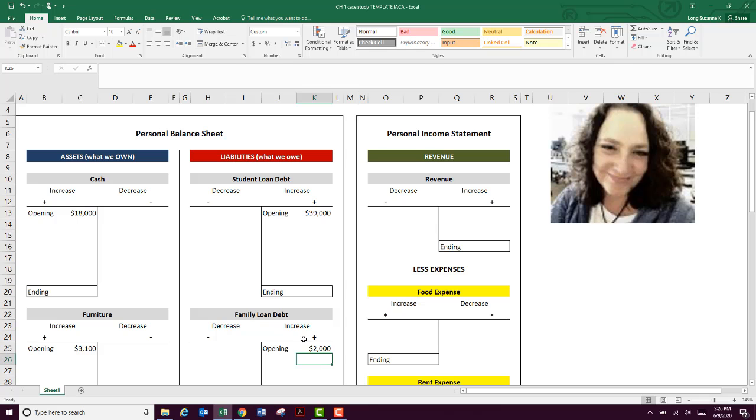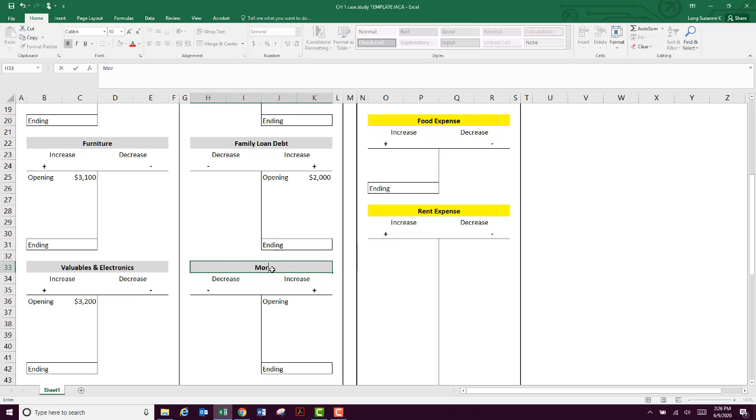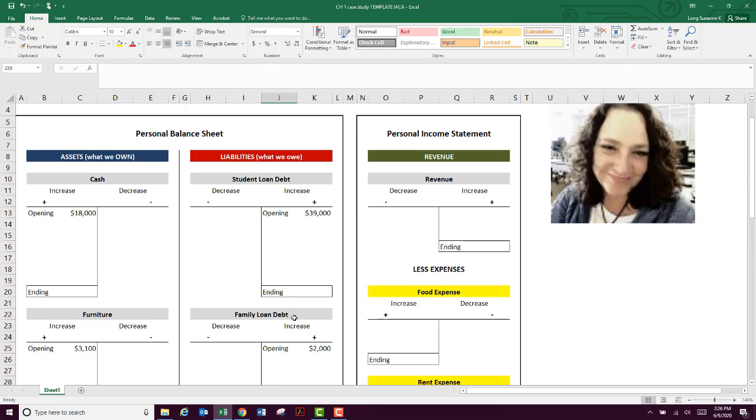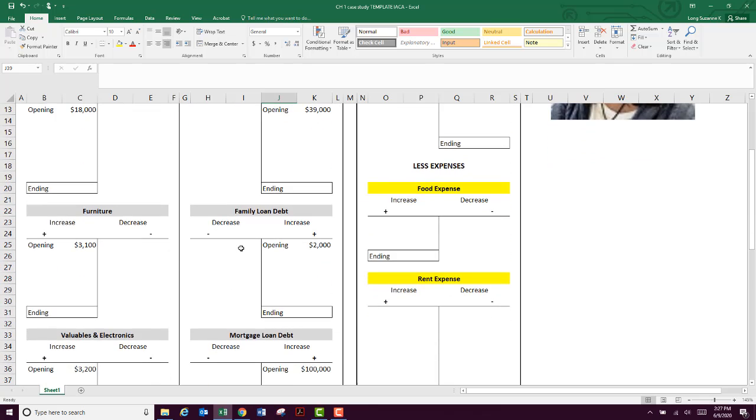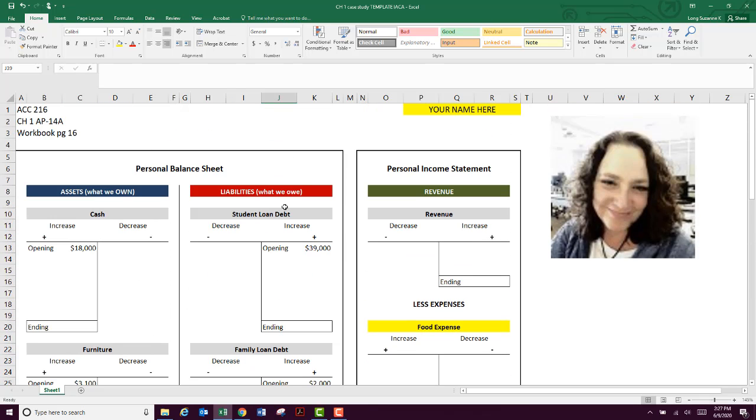And the next one is mortgage. Well, I would think this would be pretty big, that big fancy house. Mortgage, I'm going to call it loan debt. Mortgage, and the balance is $100,000. That's not very much, really, on a house that big. And that's it for liabilities. So we've got 3 in this red category: student loan debt, family loan debt, mortgage loan debt. All debts, all liabilities. These are all amounts that this person owes, balances due.